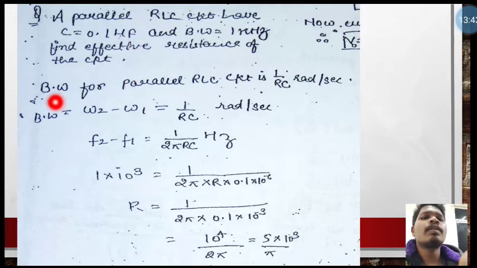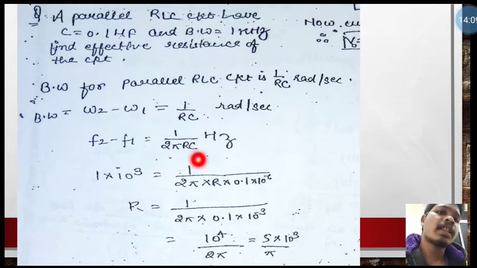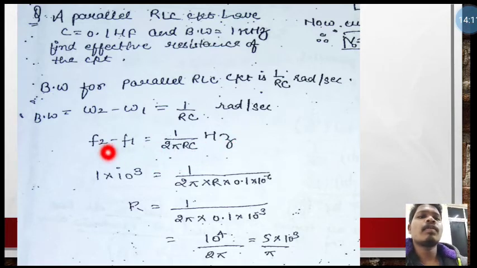So we know the bandwidth formula. Bandwidth for a parallel RLC circuit is equal to 1 divided by RC, and its unit is radian per second, just like our omega. We know the bandwidth formula, that is higher cutoff frequency minus lower cutoff frequency, that is omega 2 minus omega 1, or f2 minus f1, equal to 1 divided by RC radian per second. If we take f2 minus f1, then take 2 pi to this side, it becomes 1 divided by 2 pi RC hertz. Due to frequency, and due to omega, radian per second.